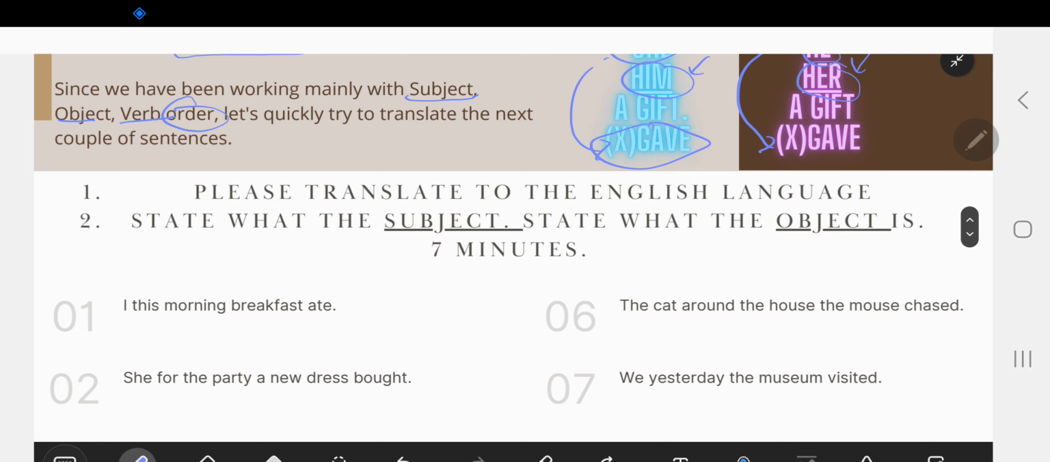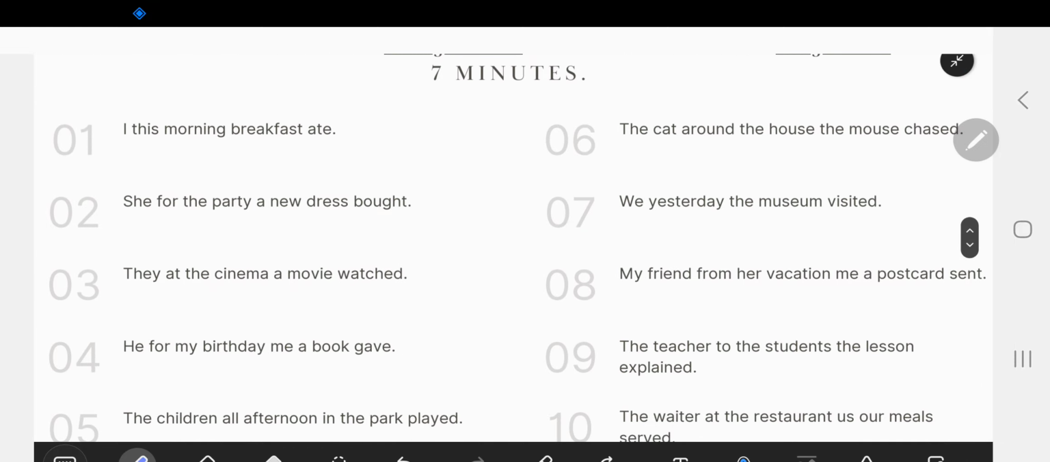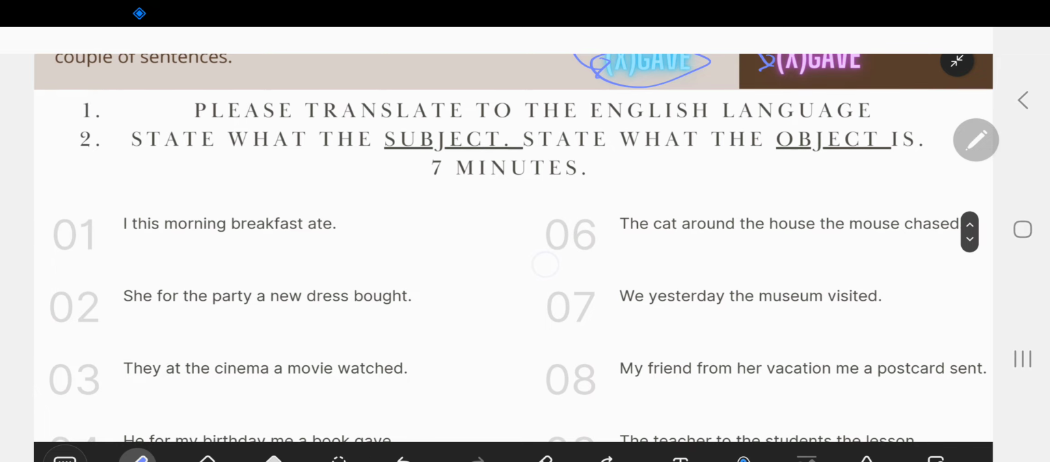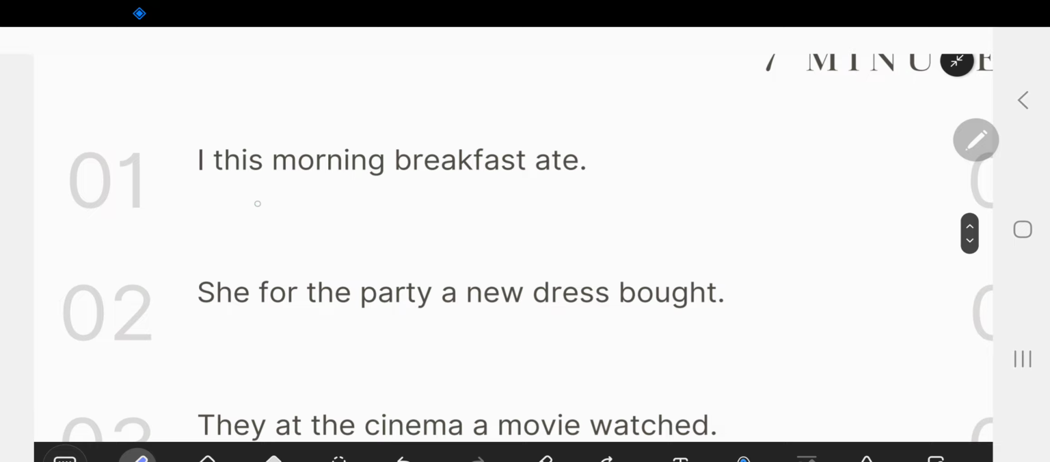So this is an exercise that we did over class. So please translate to the English language, state what the subject is, and state what the object is. And you'll have 7 minutes. So I'll do the first one, and I will do the second one too. So all you have to do is translate it. So for example, translate and then state what the subject and object is.